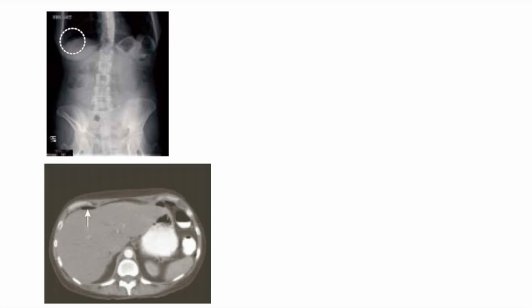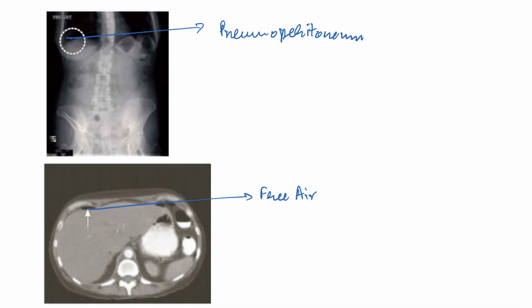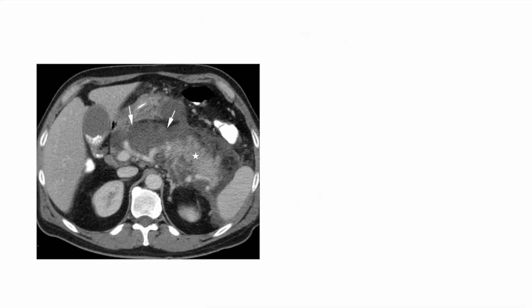Now what does this picture show? This picture shows pneumoperitoneum. Again, in this case, you can see free air anterior to the liver. So this is a case of pneumoperitoneum.